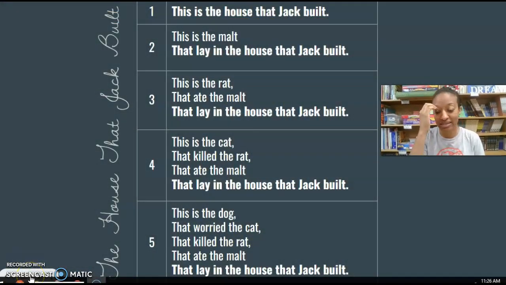Okay, last thing we're going to do is some fluency practice. We've still got the house that Jack built. All right, let's go ahead and look at it. Okay, so last time you might have got through the whole thing, but maybe you didn't, and that's okay. Remember, our goal is for smoothness and accuracy. This is the dog that worried the cat, that killed the rat, that ate the malt, that lay in the house that Jack built. Okay, so you're working up to it.